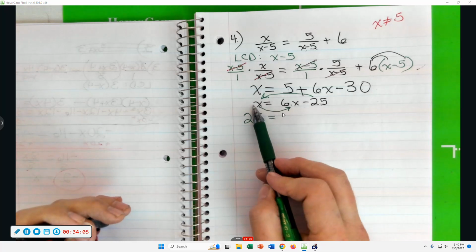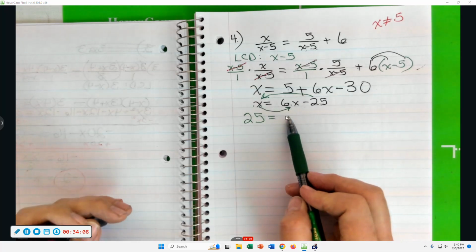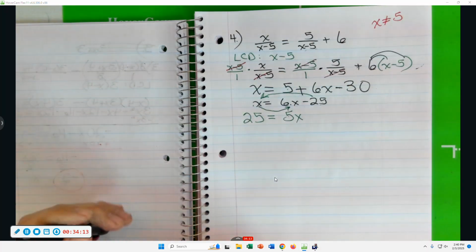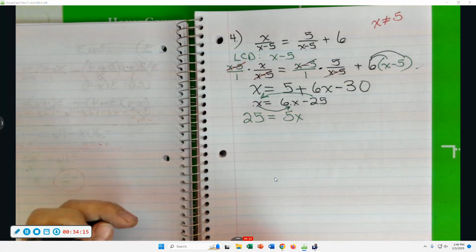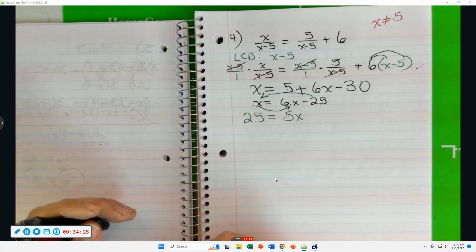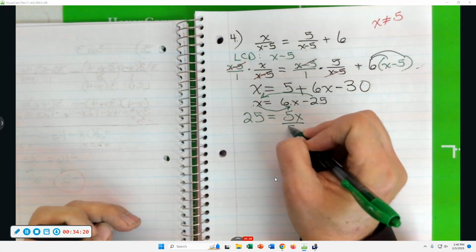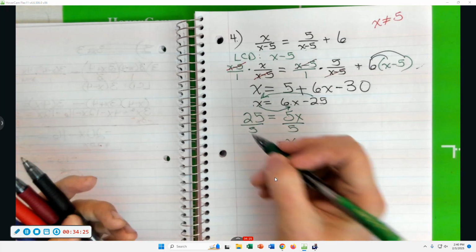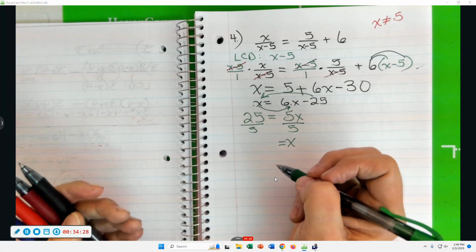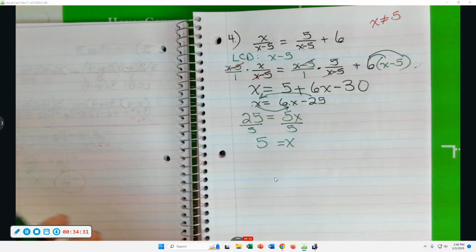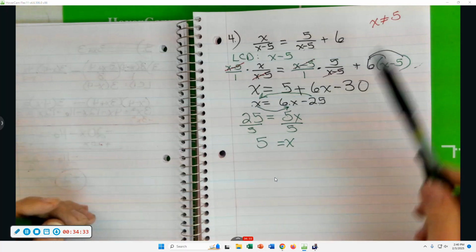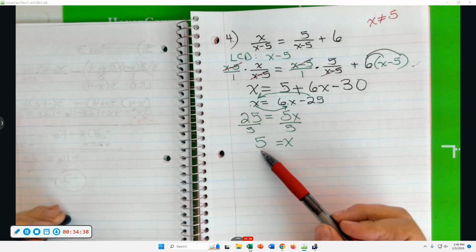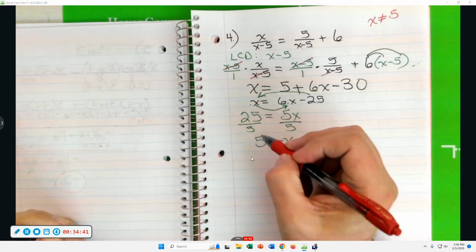6x minus 1x. What will I have here? A 5x. Any questions on our logic there? And then what? Divide by 5 to give us x equals 25 divided by 5. What did you say that's given us? 5. Is 5 an acceptable solution? No, we already said x can't equal 5. So what are we about to have to do to this 5? I'm going to cross it out.